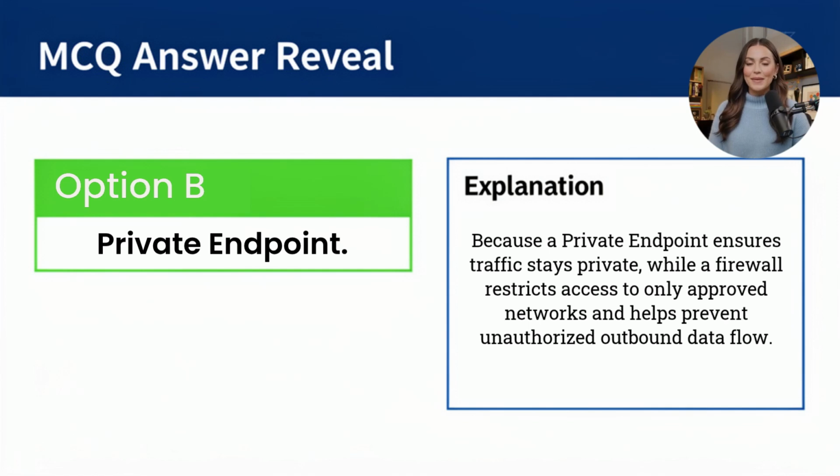Correct answer, B. Private Endpoint. Explanation: Because a private endpoint ensures traffic stays private, while a firewall restricts access to only approved networks and helps prevent unauthorized outbound data flow.